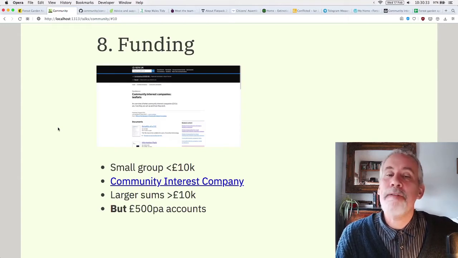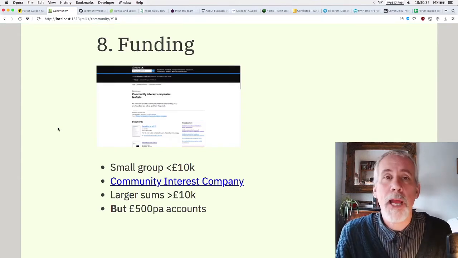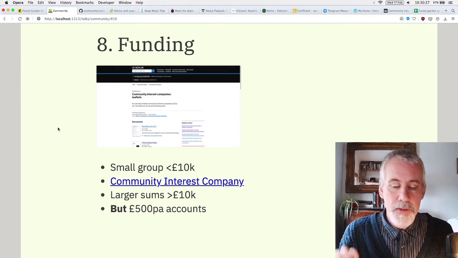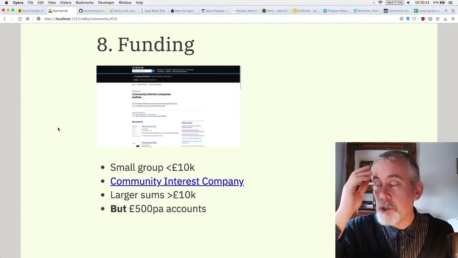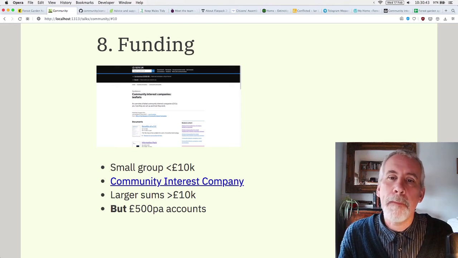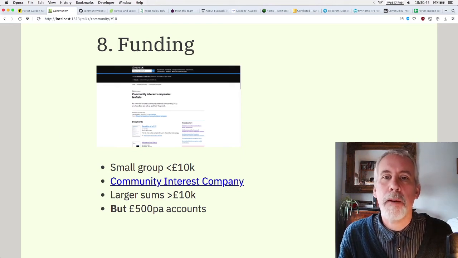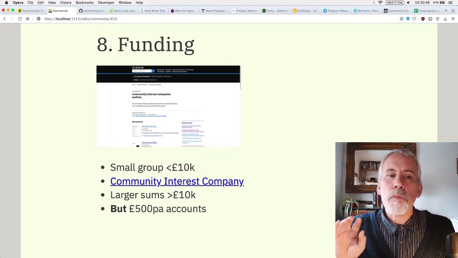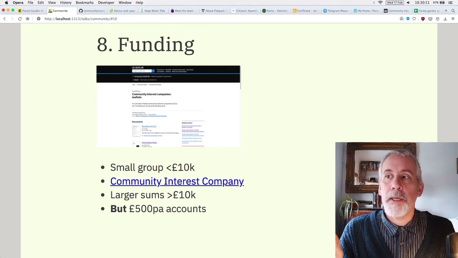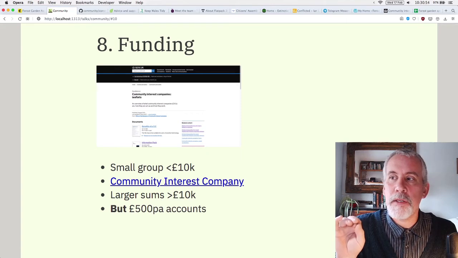And then finally, funding. If you're a small group, you can claim up to £10,000. In the UK, there is an organisation, the National Lottery funding. So just look that up. That's actually quite a lot of money.